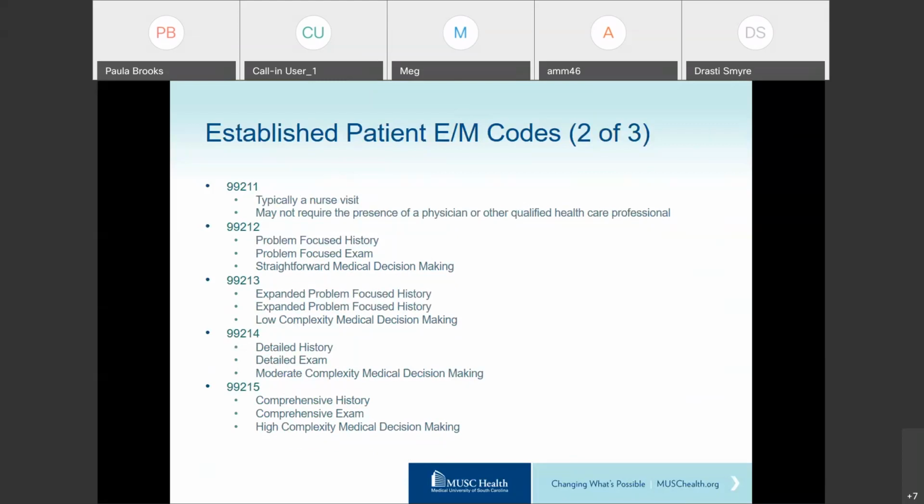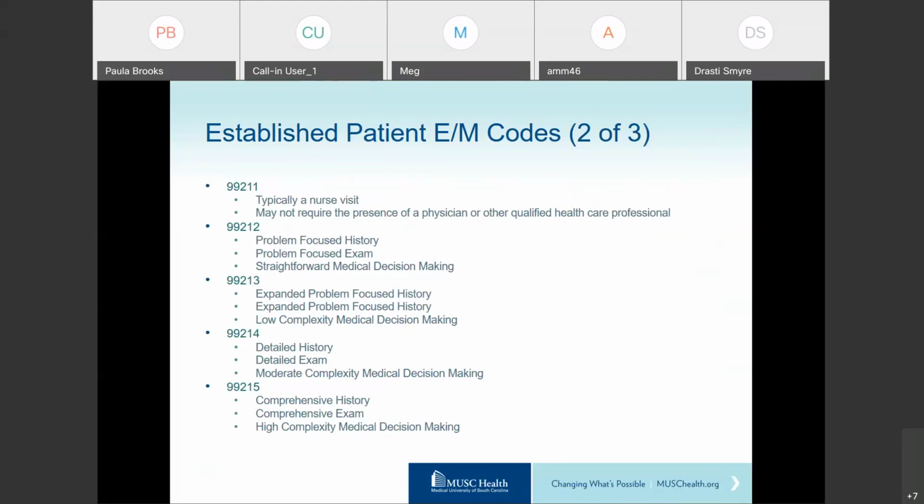99211 typically is considered a nurse visit. It doesn't require the presence of a physician or any other qualified healthcare professional. 99212 is a problem-focused history, problem-focused exam, and straightforward decision-making. 213 is expanded problem-focused, and low.